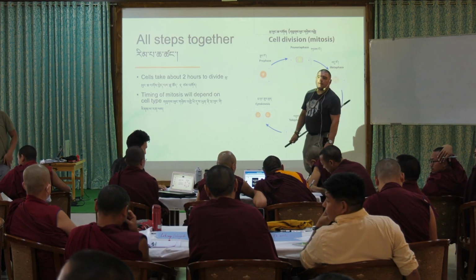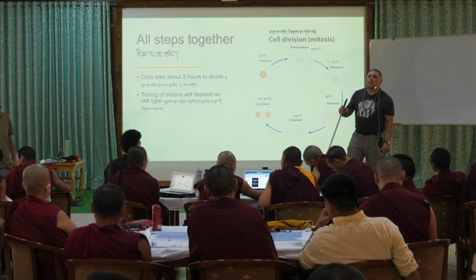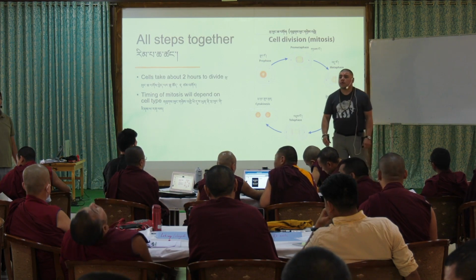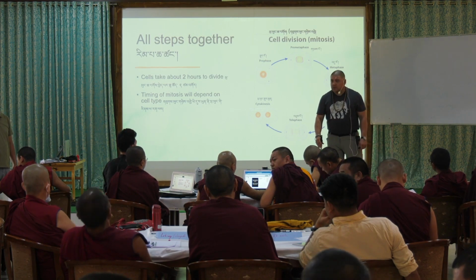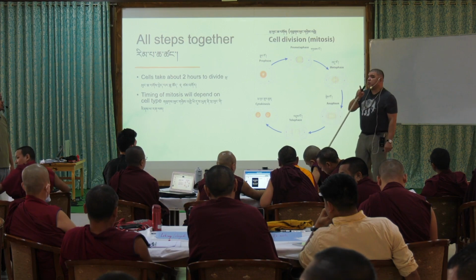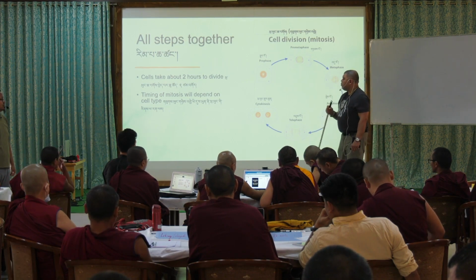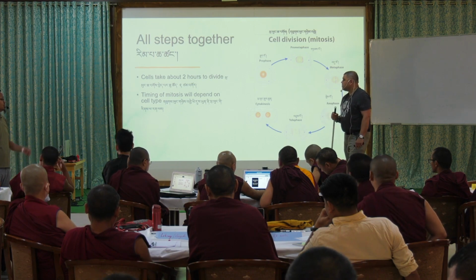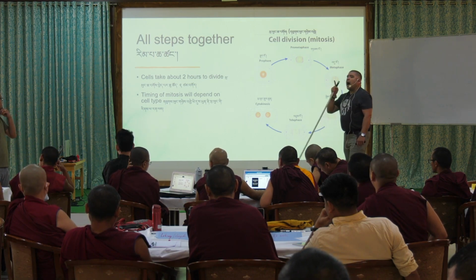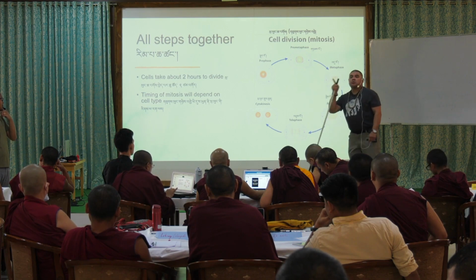So for example, like neuron cells? Yes, neurons. Do they go through mitosis? It really does depend on which type of neuron. Would you happen to know which types of neurons go through mitosis? I can look that up. I know certain neurons do.